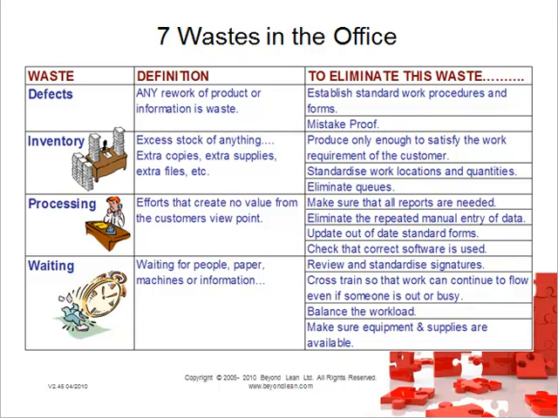So over-processing. These are efforts that create no value from the customer's viewpoint. So make sure all the reports are needed. Eliminate the repeated manual entry of data, update out-of-date standard forms, check that the correct software is being used. As for waiting, again this is waiting for people, paper, machines, information. To get around this, review and standardise signatures, cross-train so that work can continue to flow even if someone is out or busy. Balance the workload, make sure the equipment and supplies are always available.